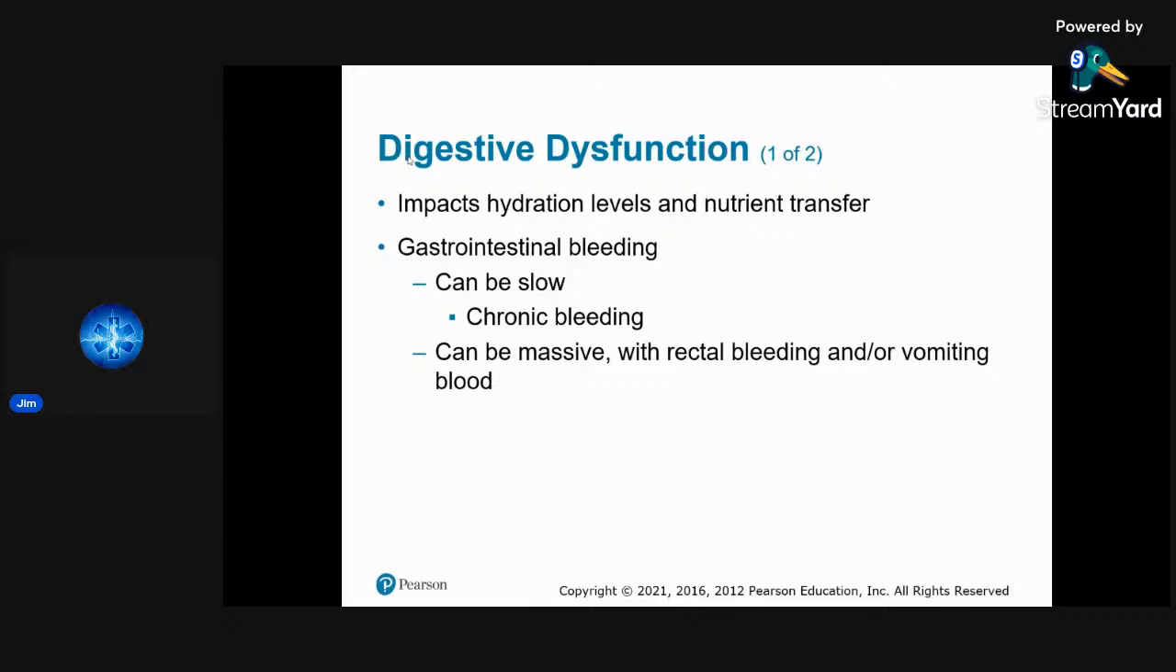Gastrointestinal bleeding can be slow, like a chronic bleed, or it can be massive or acute, like a rectal bleed or vomiting of blood.